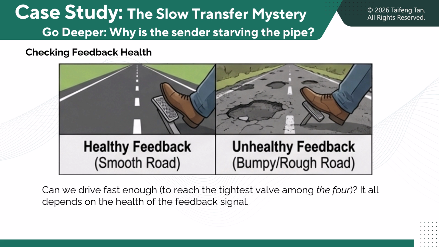The smallest of the 4 valves is equivalent to the speed limit on a road. Can we drive fast enough to reach it? It all depends on the health of the feedback signal. If the road conditions are good, we can reach the allowed speed limit. If the road conditions are poor, even if the speed limit is not low, we cannot reach it.